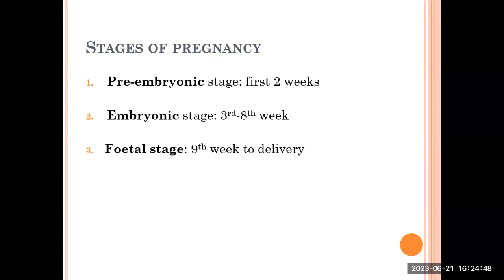Now, the stages of pregnancy, there are three main stages. We have the pre-embryonic stage, which happens within the first 2 weeks after conception, after fertilization. The first 2 weeks constitute the pre-embryonic stage. A lot of things happen during that period when the egg has been fertilized. But the critical one is the fetal stage, from the ninth week to delivery. Sorry, we have the pre-embryonic, which is the first stage.